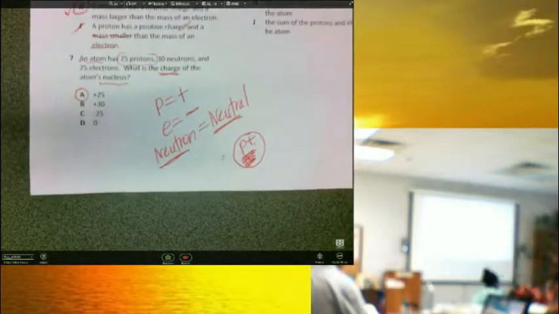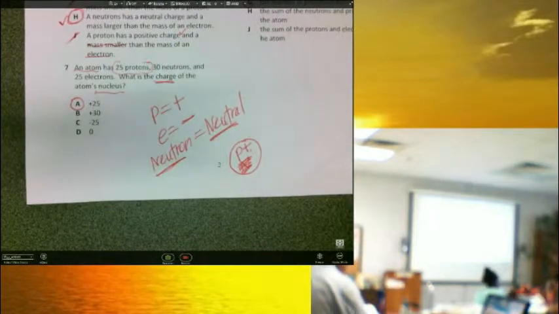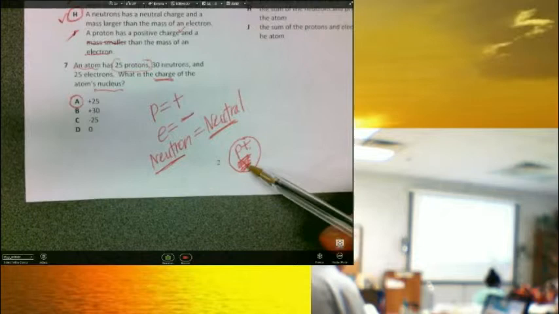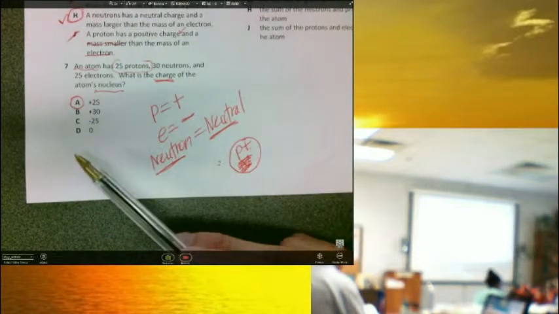Okay, number 7. Everybody pay attention to this one. An atom has 25 protons, 30 neutrons, and 25 electrons. What is the charge of the nucleus? What is in the nucleus? Protons and neutrons. Do the neutrons have any charge? No. So you scratch it out. How many protons do we have? 25. So the charge is 25 plus.